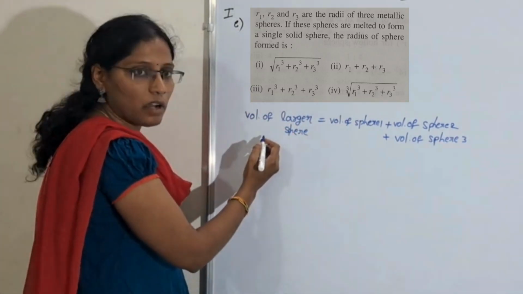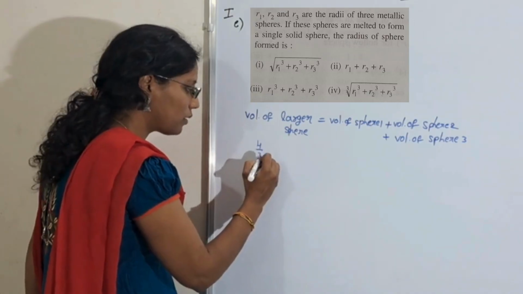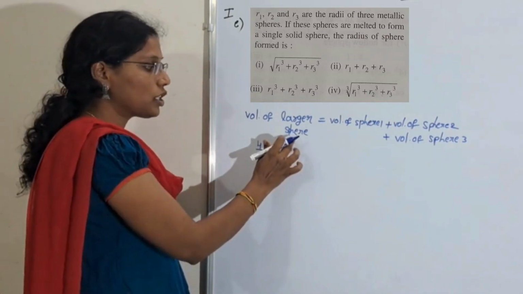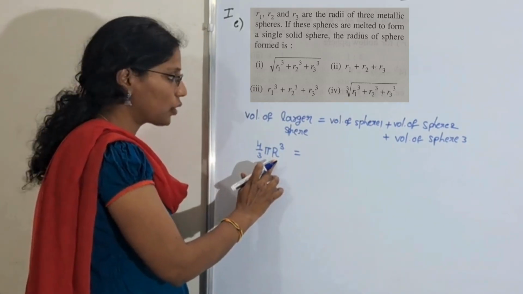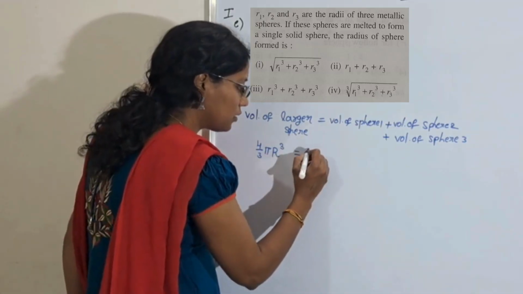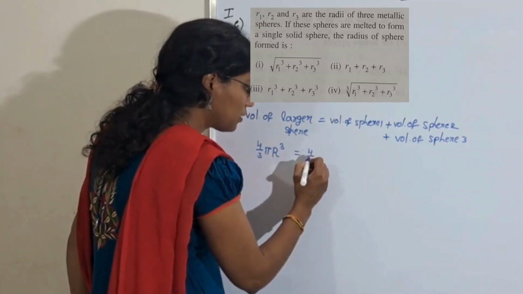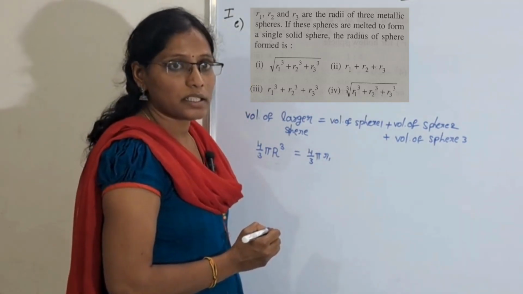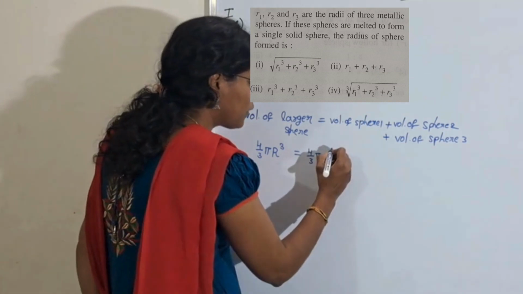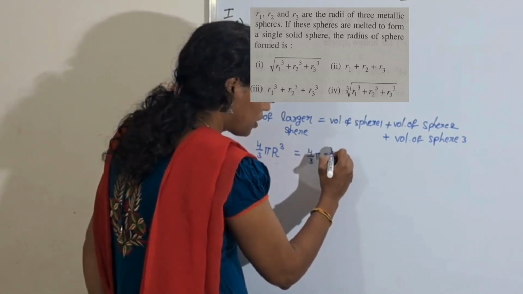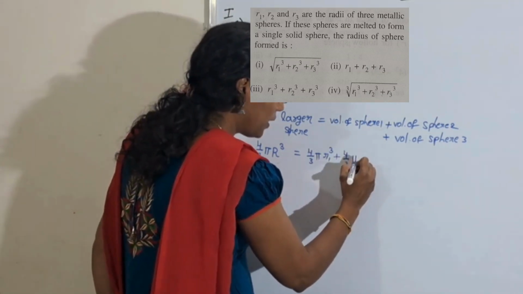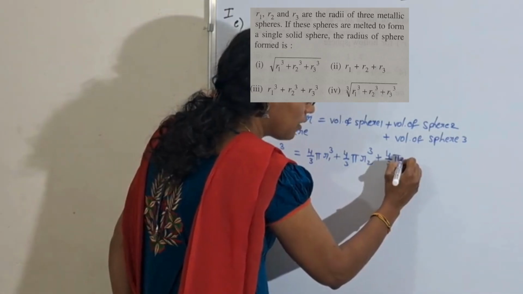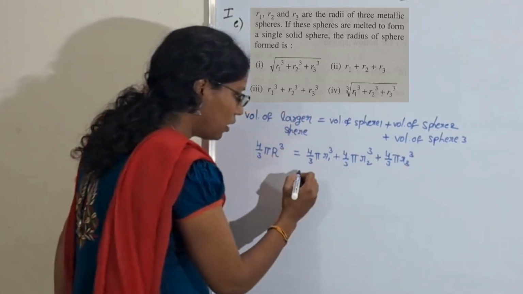What is the volume of a sphere? 4 by 3 pi r cube. So for the largest sphere I took R cube. Here, for the smaller spheres, 4 by 3 pi r1, r2, r3 are the radii of the small spheres, already given in the textbook. R cube equals 4 by 3 pi r1 cube plus 4 by 3 pi r2 cube plus 4 by 3 pi r3 cube.